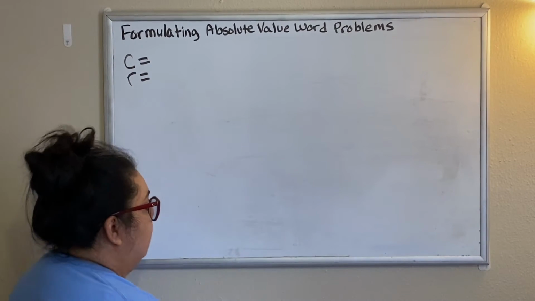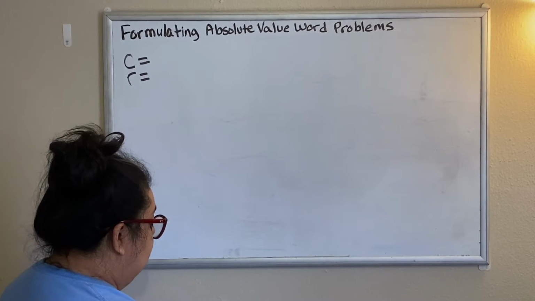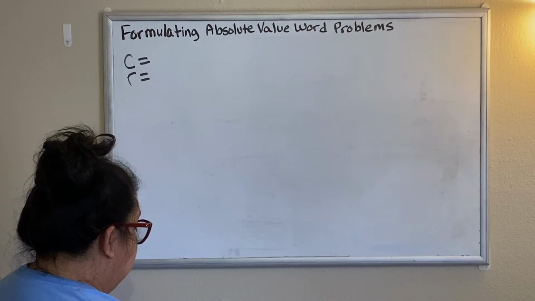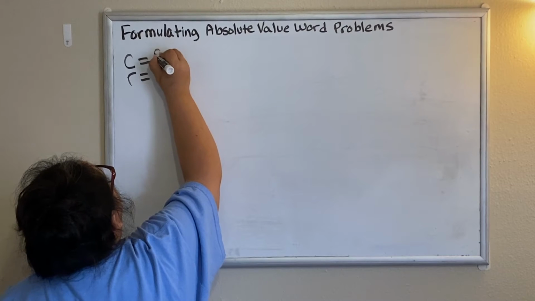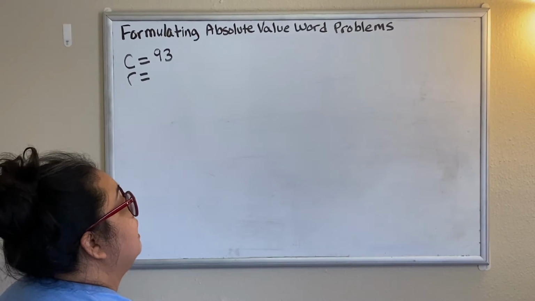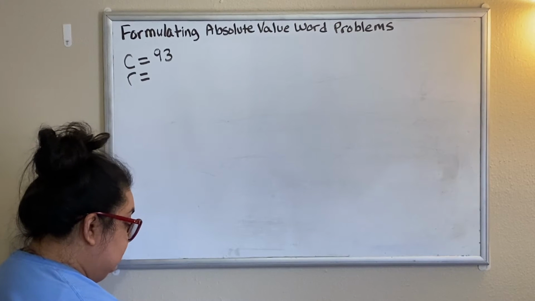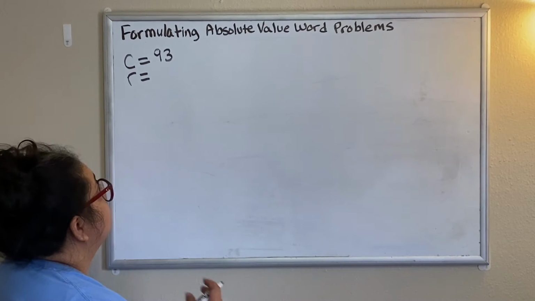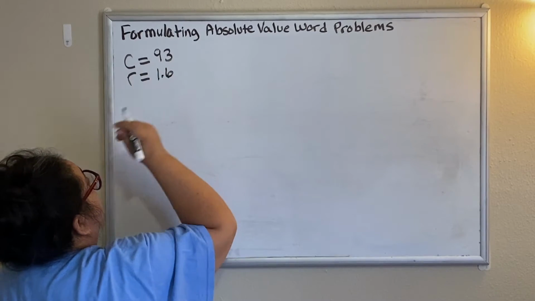If we read carefully, it says that the mean distance of the Earth from the Sun is 93 million miles. Since this is in millions of miles, I'm just going to say that the mean distance is 93, in millions of miles. So my central value is 93 because it says the mean. If it's the mean, it's the average, and if it's the average, it's the central value. Then if we keep reading, it says the distance varies by 1.6 million miles. Since this is in millions of miles and it varies by 1.6, the range is going to be 1.6.